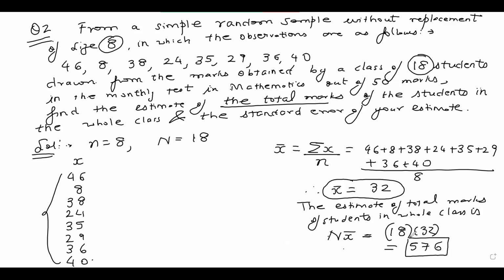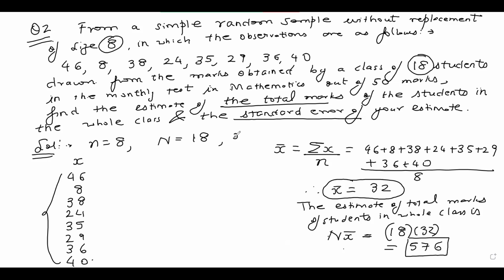Okay, so we have got nx bar. Now, let's calculate the variance of nx bar, because to calculate the standard error of our estimate, we also need to calculate the variance, because then we take the square root of that to get the standard error. Now, first of all, let's calculate the variance of nx bar.